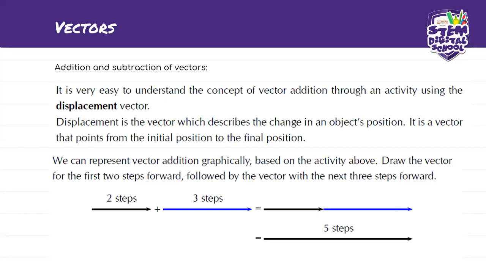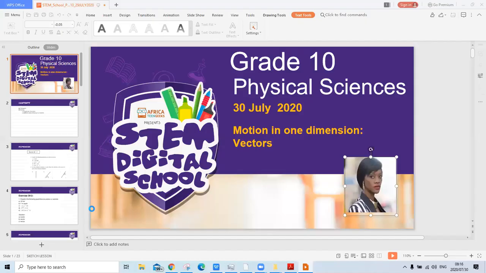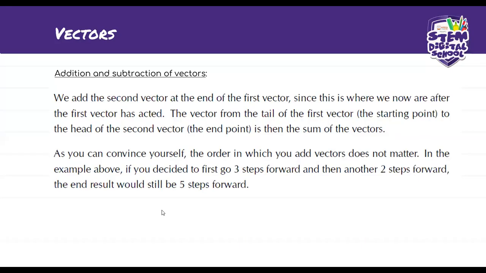Okay. So we can represent vector addition graphically based on the activity above. Draw the vector for the first two steps forward, followed by the vector with the next three steps forward. Okay, so there you have it. This would be an example like moving two steps to the front and then you stopped, right? But after that, you moved three steps forward again.